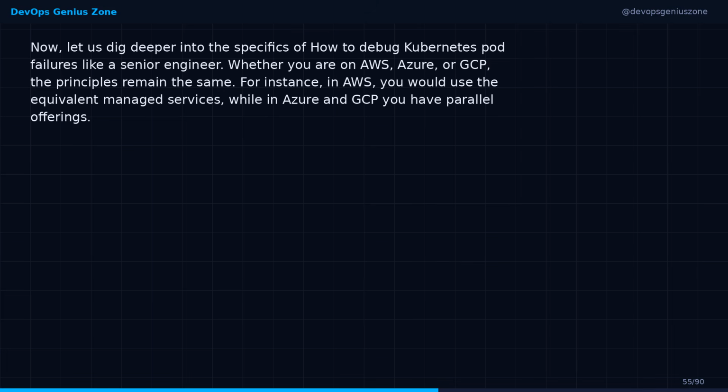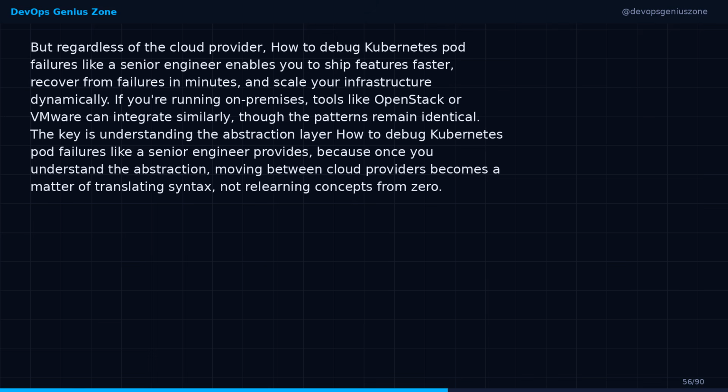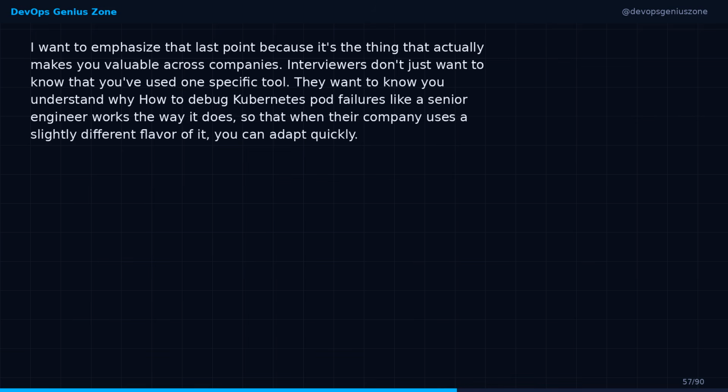If you're running on premises, tools like OpenStack or VMware can integrate similarly, though the patterns remain identical. The key is understanding the abstraction layer how to debug Kubernetes pod failures like a senior engineer provides, because once you understand the abstraction, moving between cloud providers becomes a matter of translating syntax, not relearning concepts from zero.